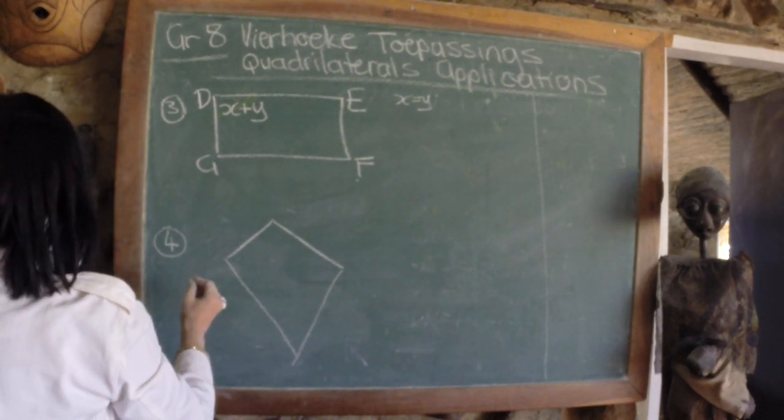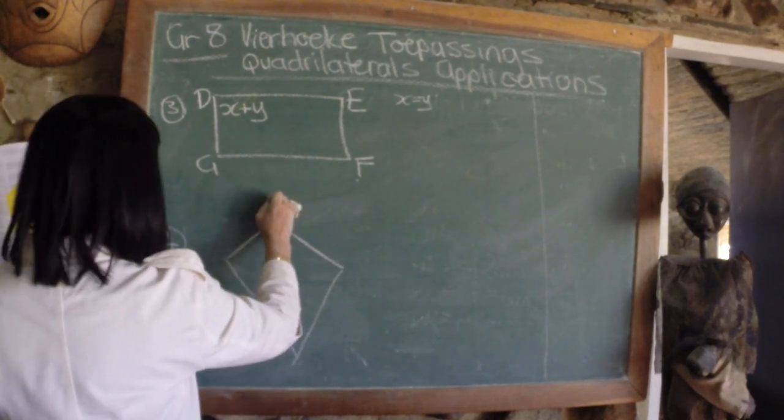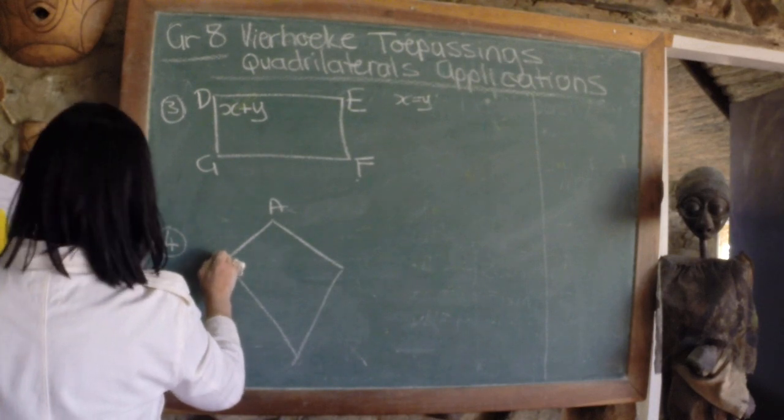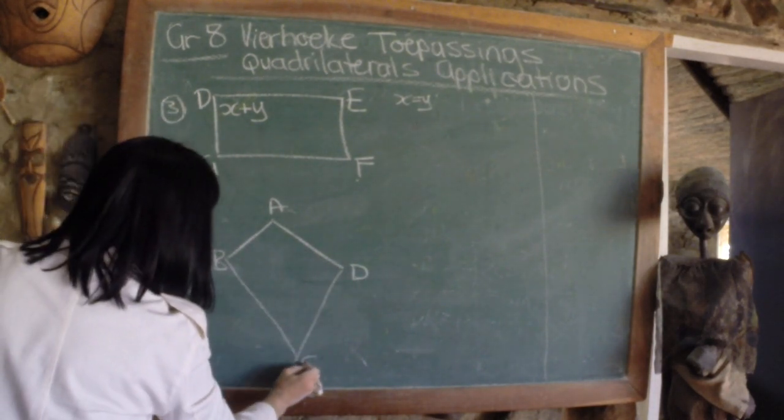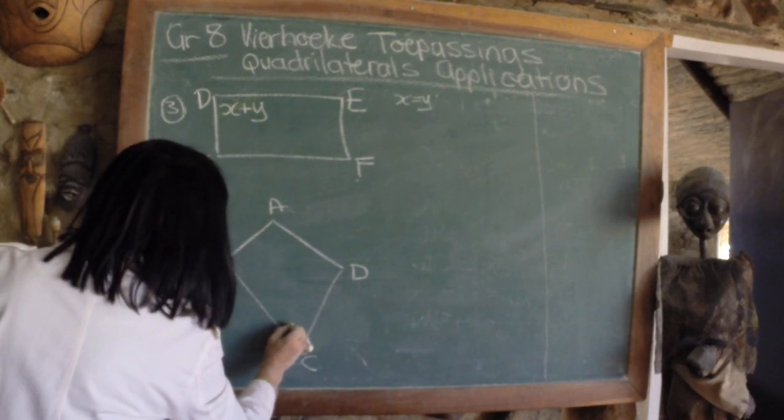Played with that when we were younger. Ek is seker julle het ook al almal met kites gevlieg. Julle ken 'n kite. Goed, ons ken ook sy eienskappe. We've studied a kite's properties.